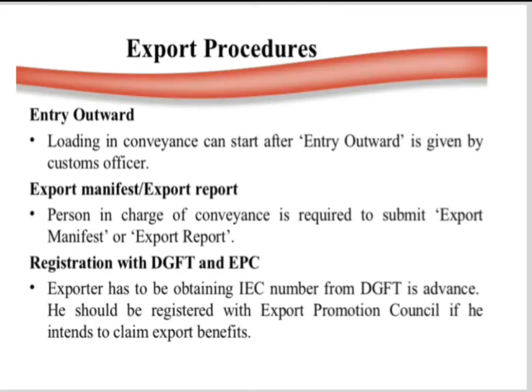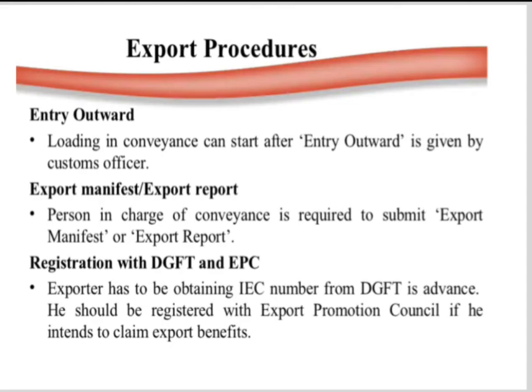Now, export procedures. What are the procedures included in export duty? First, entry outward: loading in the conveyance can start once entry outward is given by the customs officer. Then the export manifest or export report: the person in charge of the conveyance is required to submit an export manifest or export report.